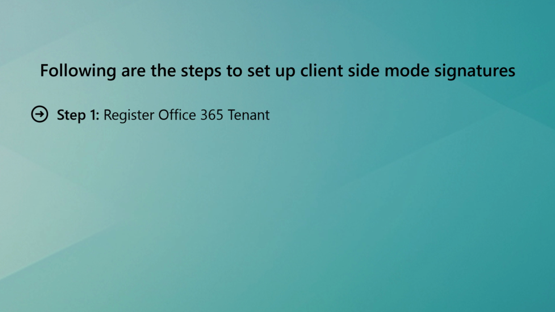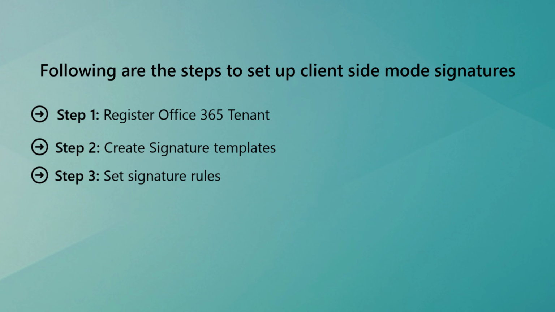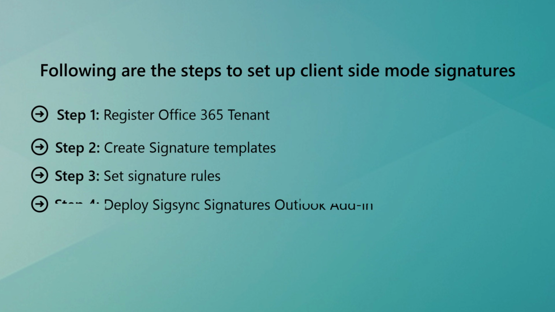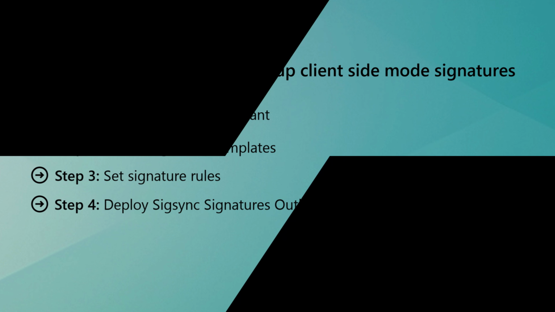Step 1. Register Office 365 tenant. Step 2. Create signature template. Step 3. Set signature rules. Step 4. Deploy Sigsync Signatures Outlook add-in.